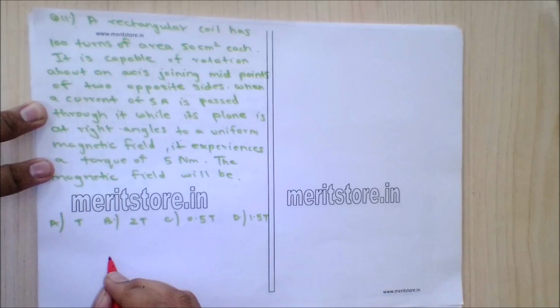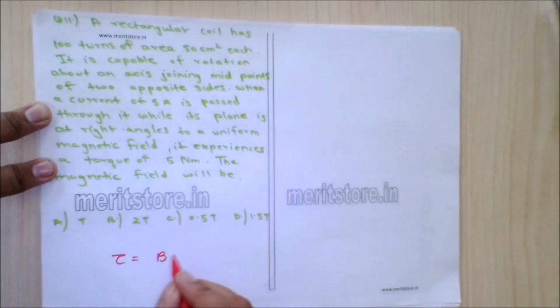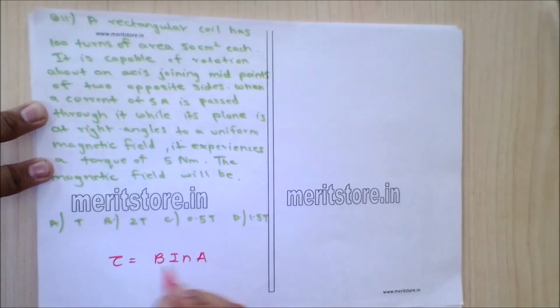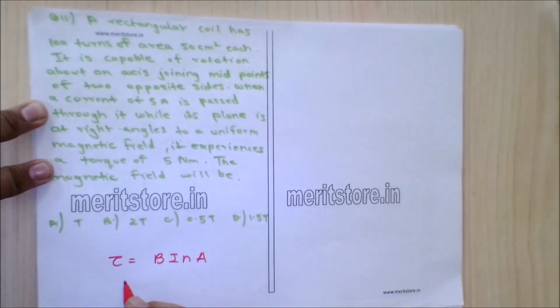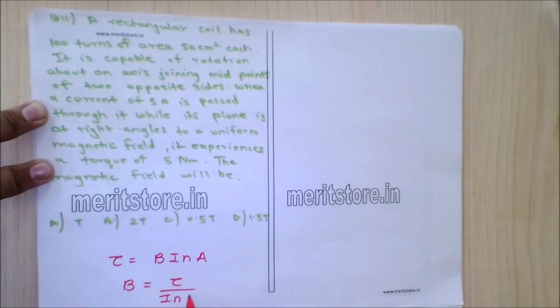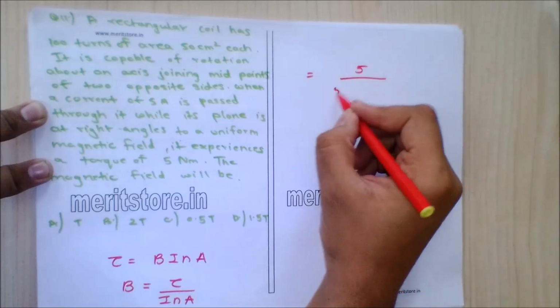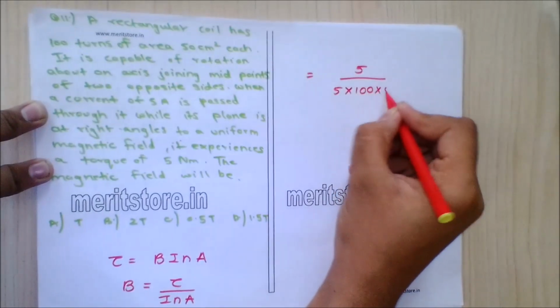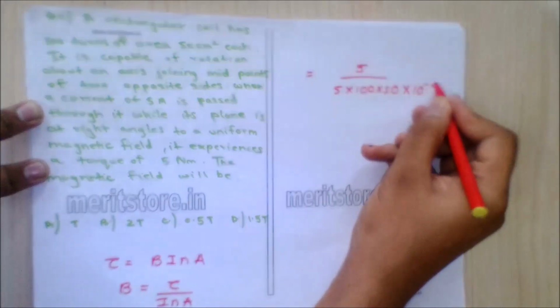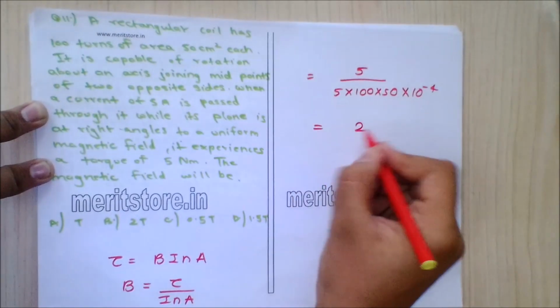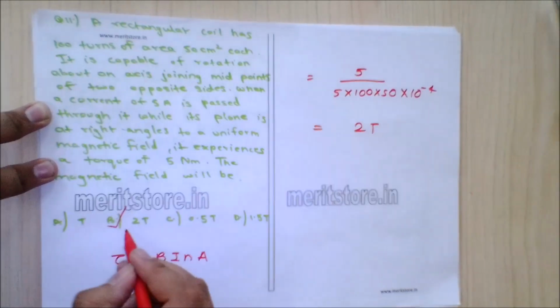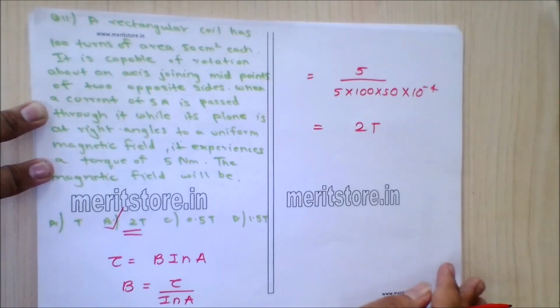Now we know the formula for torque is nothing but B I N A, that is magnetic induction, current, number of turns into area. B can also be written as torque upon I N A, which on solving gives us 5 upon 5 into 100 into 50 into 10 raised to minus 4, which on solving gives us 2 Tesla. So option B, 2 Tesla, is the correct answer.